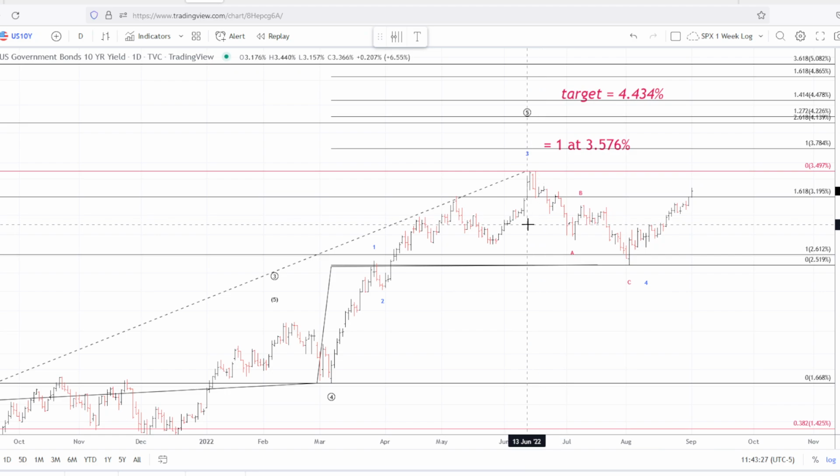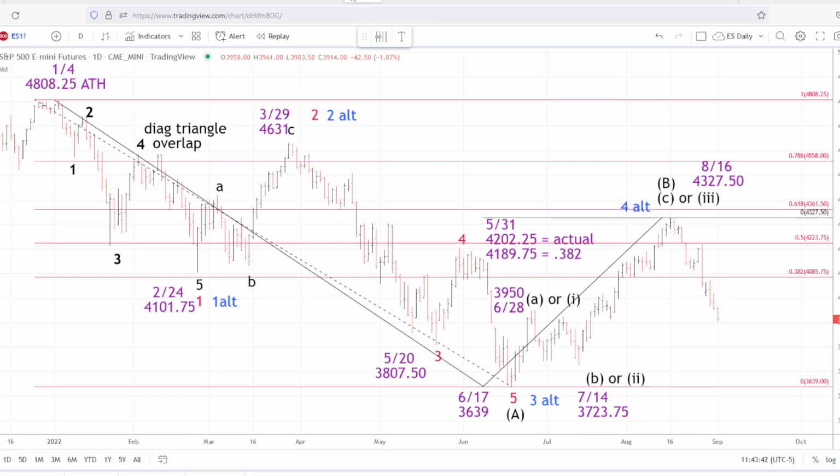Any move above this previous third wave high, which is 3.497, anything above that kicks in wave 5 targets. So that's what we're looking at in the U.S. 10-year. Let's get to the E-mini futures.